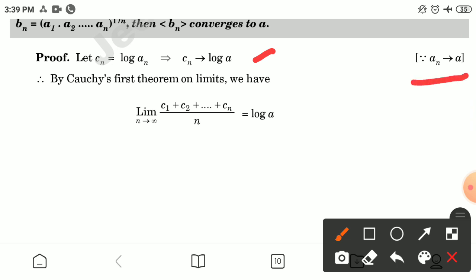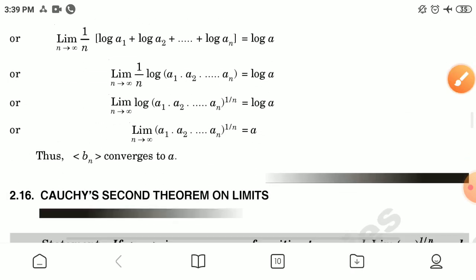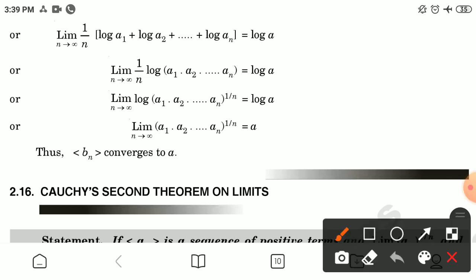Therefore, by Cauchy's first theorem on limits, the limit as n tends to infinity of (C1 + C2 + ... + Cn)/n is equal to log A. Or the limit of (log A1 + log A2 + ... + log An)/n is log A. Or the limit of (1/n) log(A1 · A2 · ... · An) is log A. Or the limit of log of (A1 · A2 · ... · An)^(1/n) is equal to log A. Taking antilog on both sides, the limit of (A1 · A2 · ... · An)^(1/n) is equal to A. Thus Bn converges to A.